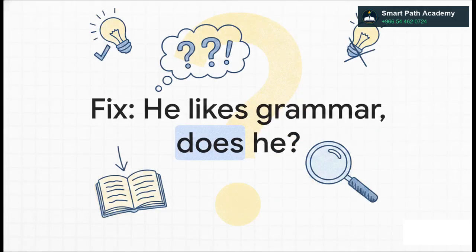Now for your final challenge. Let's see if you can fix this incorrect sentence. He likes grammar, does he? Something is definitely off there. Take 3 seconds to find the mistake and fix it in your head.